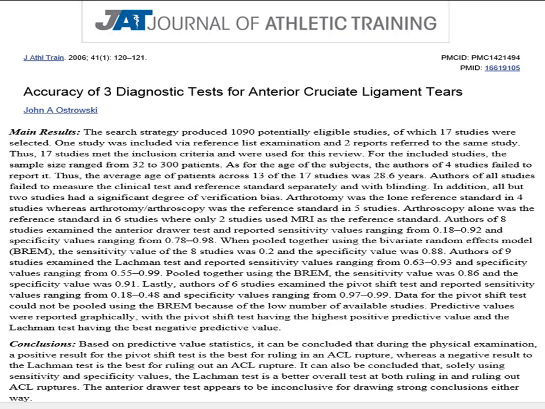This is a paper on accuracy of three diagnostic tests for anterior cruciate ligament tears. In this study, they have concluded that during the physical examination, a positive result for the pivot shift test is the best for ruling in an ACL rupture, whereas negative results to the Lachman test is best for ruling out an ACL rupture. They have also concluded that the Lachman test is better overall test at both ruling in and ruling out ACL rupture, and the anterior drawer test appears to be inconclusive for drawing strong conclusion either way.